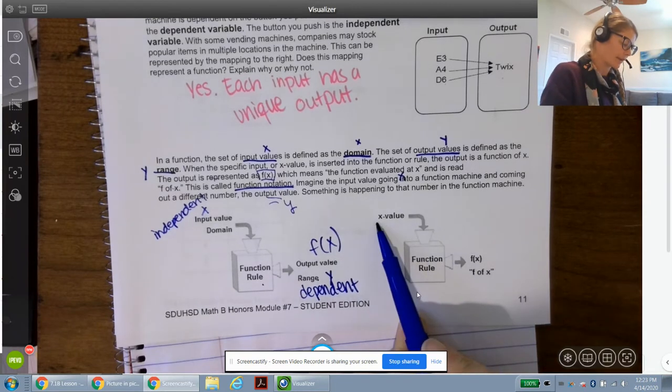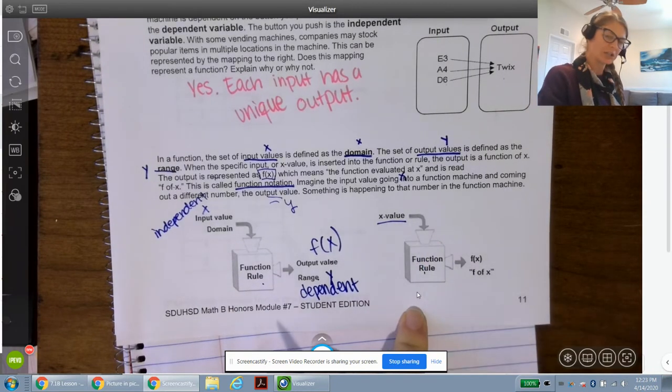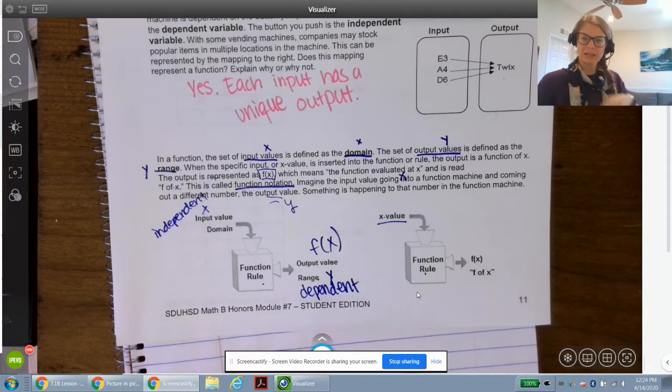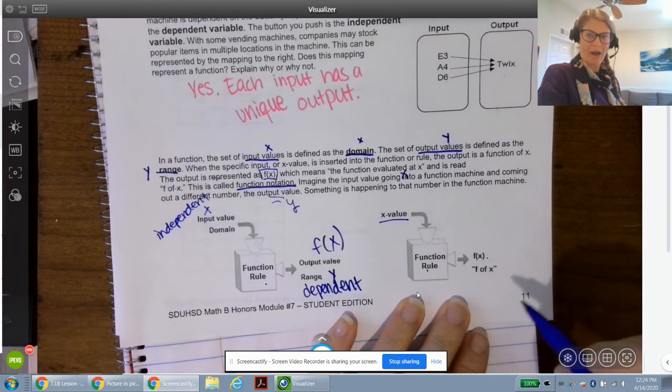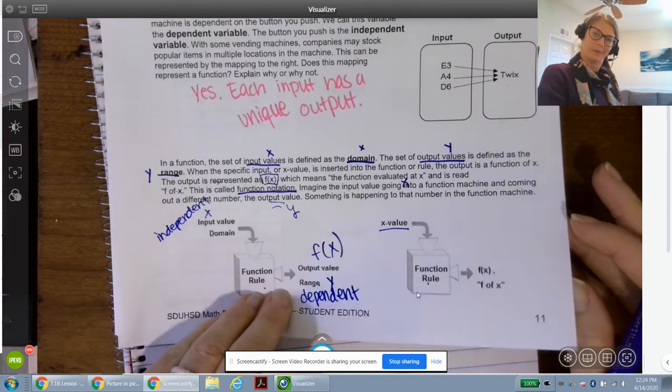And here's another way we can look at it. X value goes into your function rule. Maybe it's being subtracted by 1,000, and then multiplied by 100, and then divided by 5. And out comes your f of X, your output value. Cool, let's keep going.